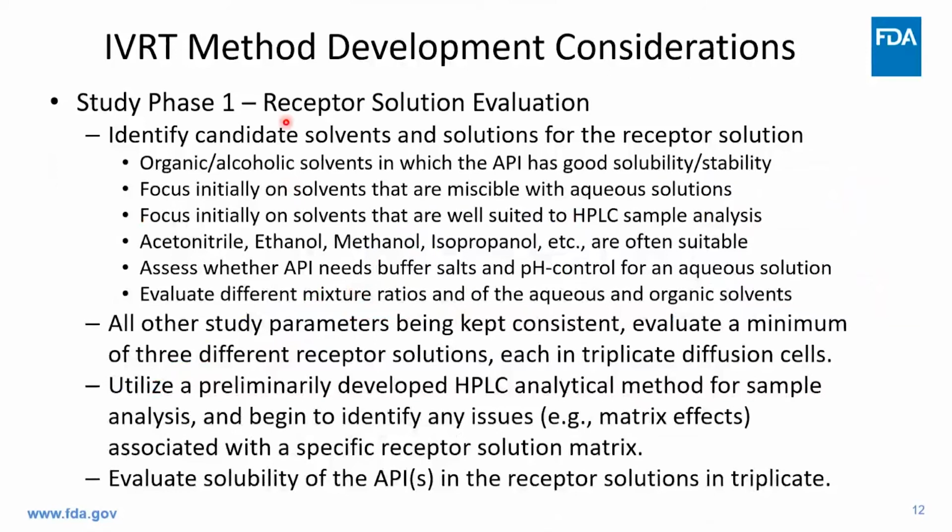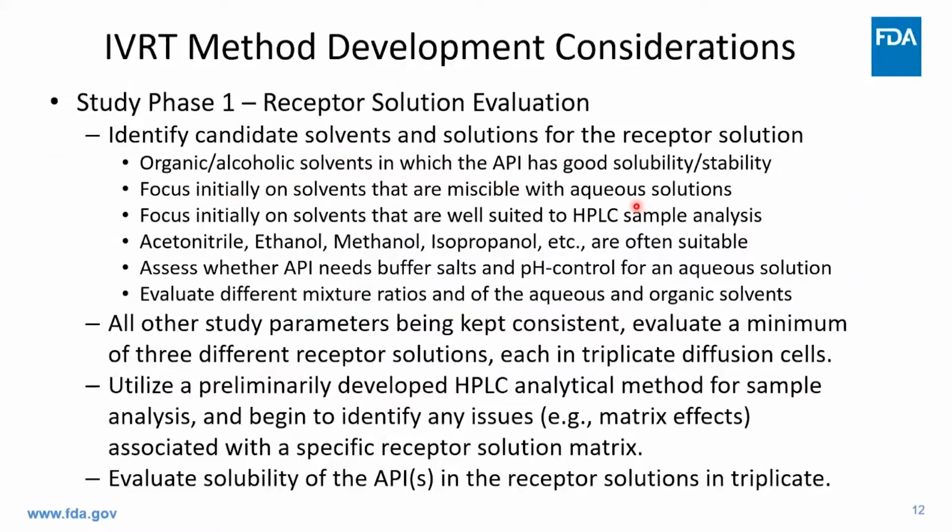Now, I'm going to begin by talking about the receptor solution and the membrane. I often encourage that when doing method development, the first phase is to evaluate suitable receptor solutions. You can identify candidate solvents and solutions for that receptor solution by looking at organic or alcoholic solvents in which the API has good solubility and stability. Focus initially on solvents that are miscible with aqueous solutions.